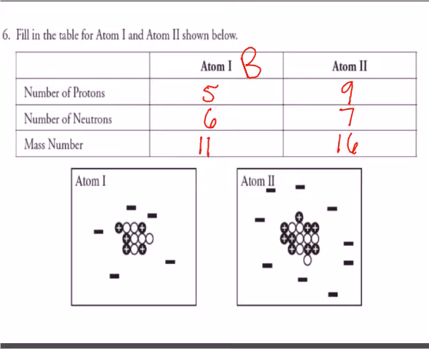Because the number of protons is the atomic number. Absolutely. If you have the number of protons, guys, you have what the element is. You just have to look it up. So that's boron. Atom number 2 is going to be what? Fluorine.